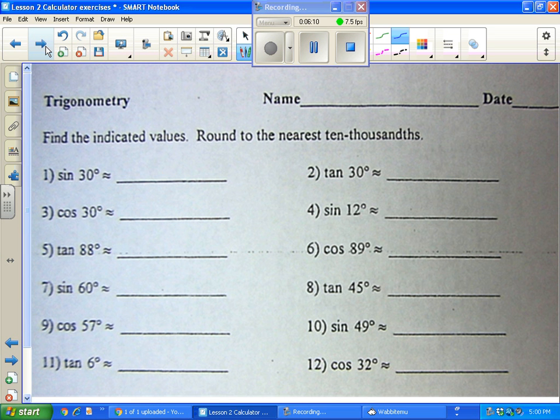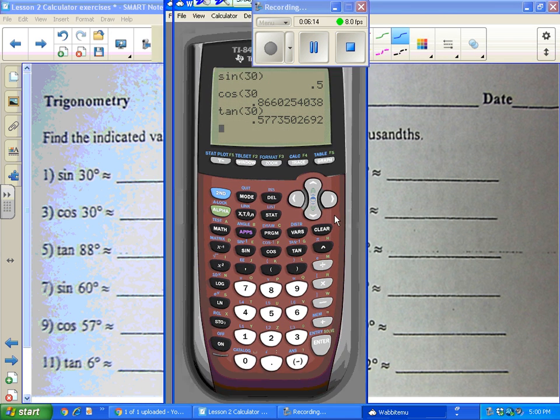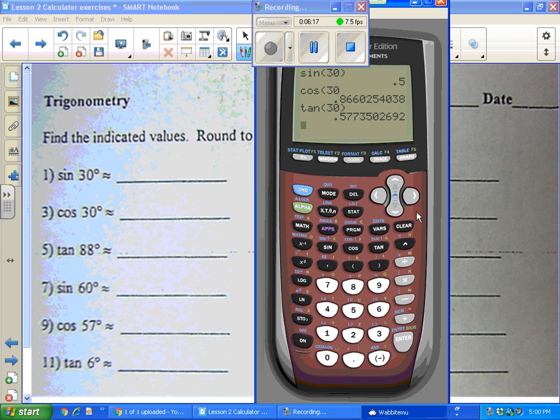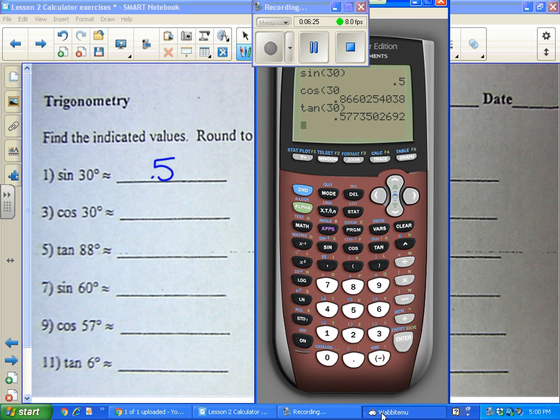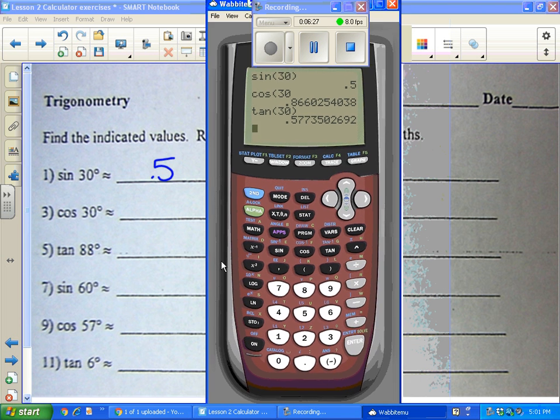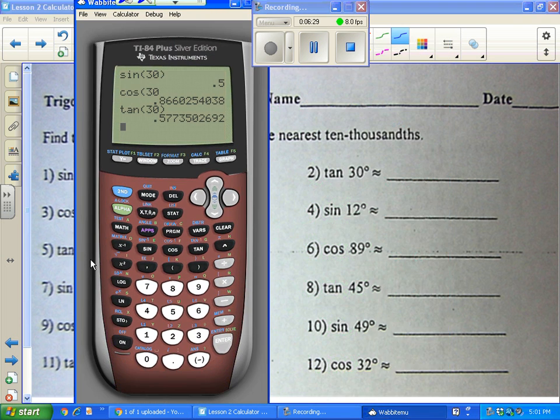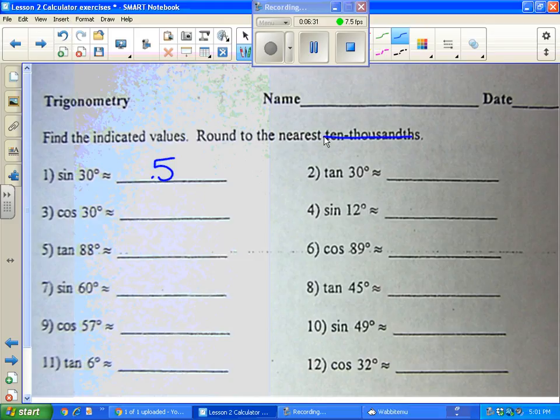All right. We're going to pull up our calculator, and we're simply going to take a couple of minutes to type in some ratios. All right. Sine of 30, I believe we know is 0.5. What about tangent of 30? I think I did that one, and I got 0.577. For purposes, it says the nearest 10 thousandths, which is 4 decimals. I'm simply going to be satisfied with 3 decimal places.